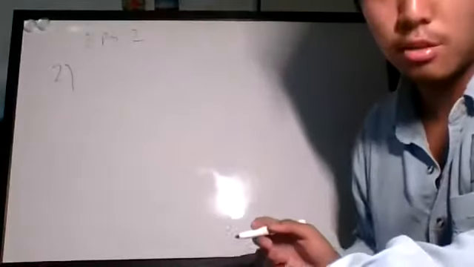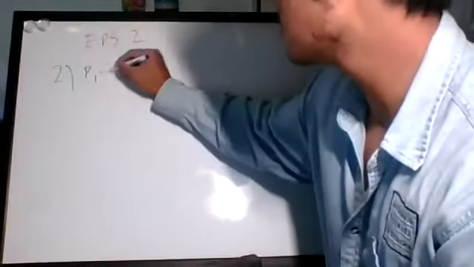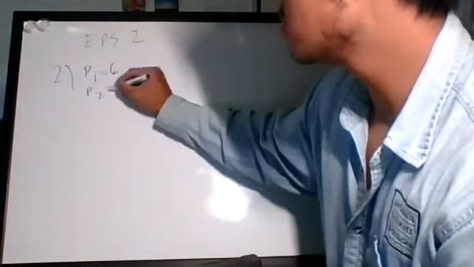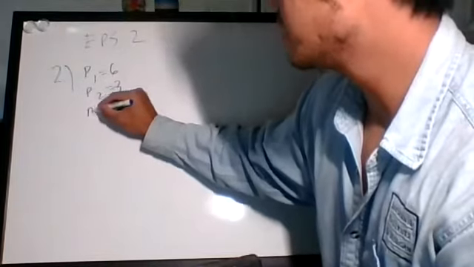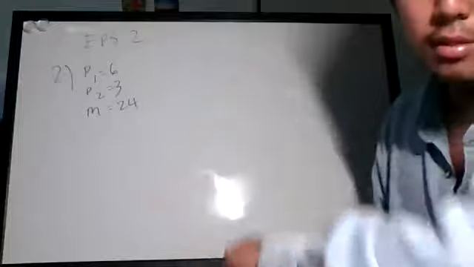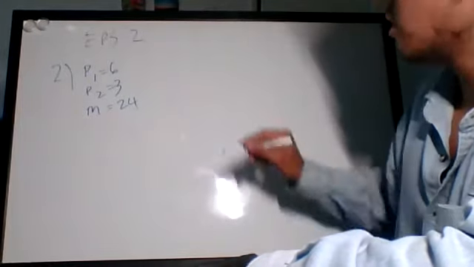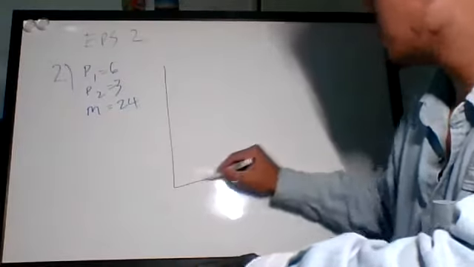So looking at question 2, the description is a consumer faces prices and income 6, 3, 24. So P1 is equal to 6, P2 is equal to 3, and M is equal to 24. And he comes back to the market having chosen 3 and 2, right?